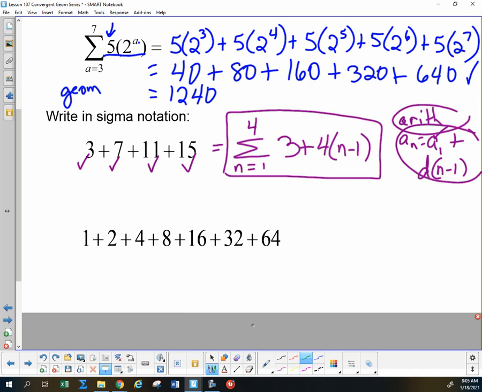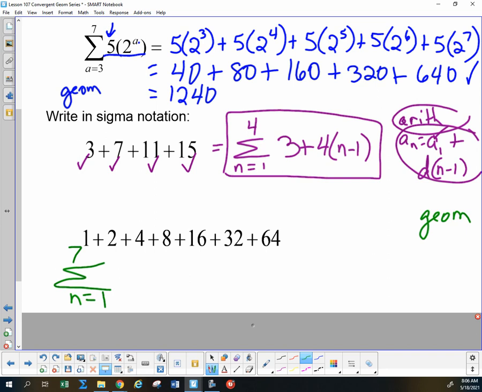How many think it's geometric? By far, the geometrics are unanimous there, and you are correct. So for this one, I'm going to stick with n because I'm used to my formula being a sub n. I have 1, 2, 3, 4, 5, 6, 7 terms in there. So I need 7 terms to add up.